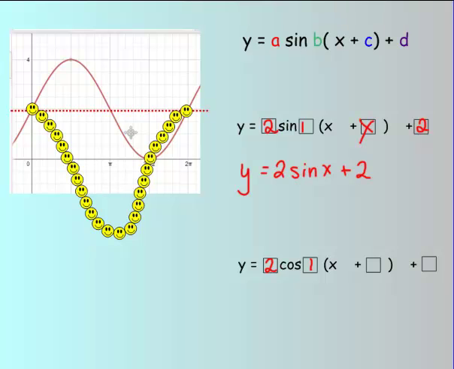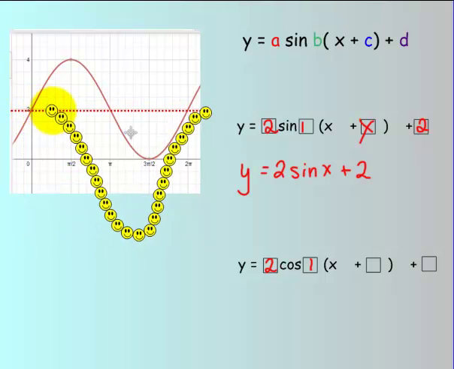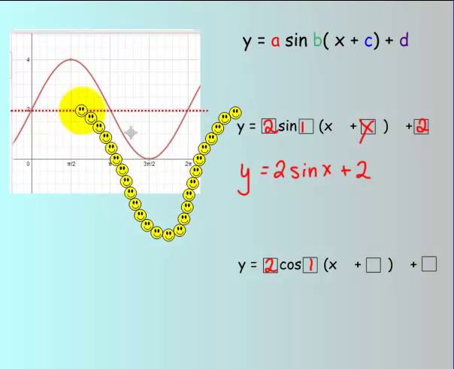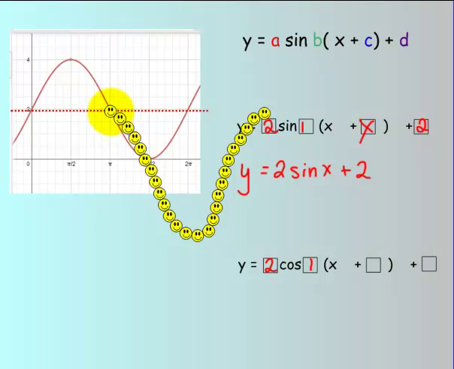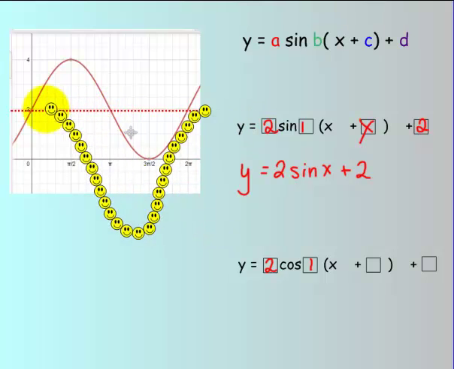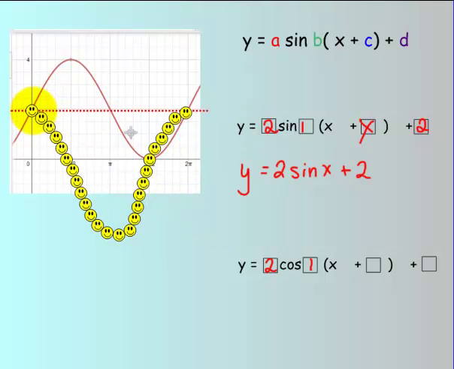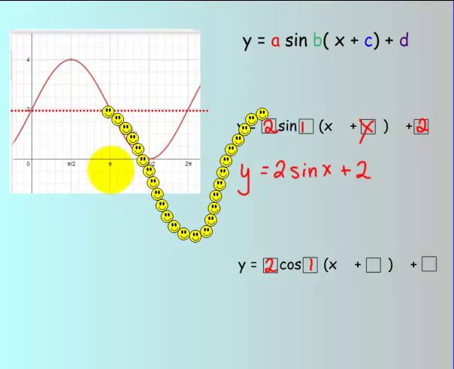So how did this cosine wave get shifted? There's a lot of ways you can look at it. The easiest way is I always look at the beginning here. And I'm going to move this smiley face till it matches up with my cosine wave again. There, because that's my beginning point. Alright, so how far did this smiley face move from here to here? Well, it moved pi.